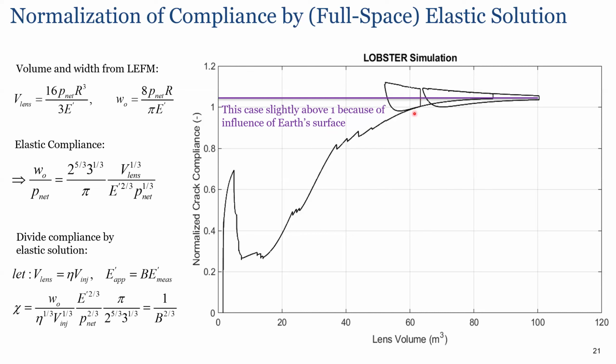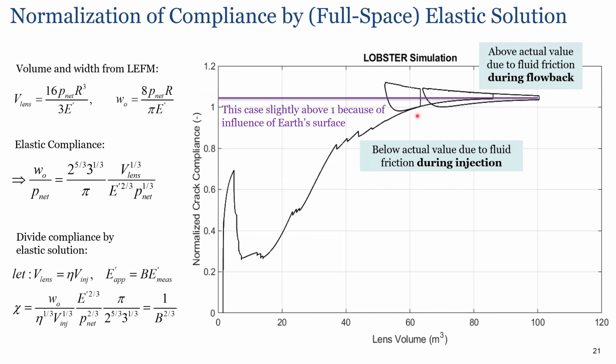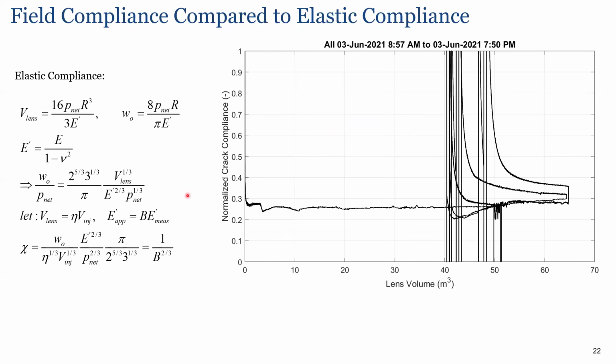Now, if we take the data from the field and we normalize it by the data we have from the field for the volume of the lens, the rock plane strain modulus, and the net pressure, we see that it is not cycling around 1. It actually cycles around a value of about 0.3. So the compliance is way, way lower than the LEFM compliance.